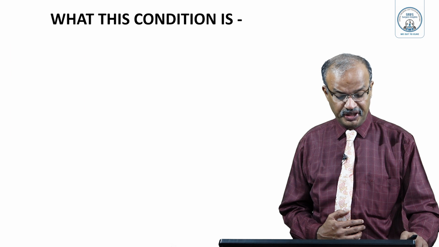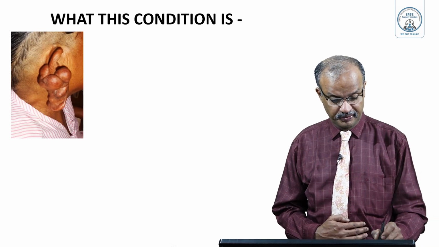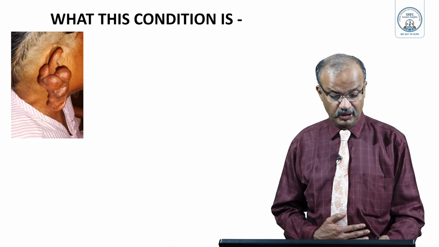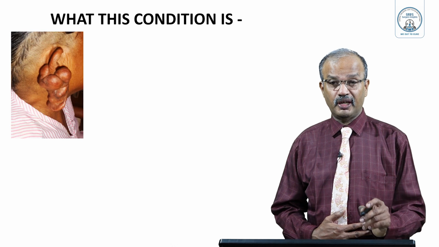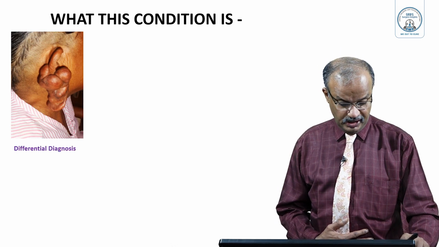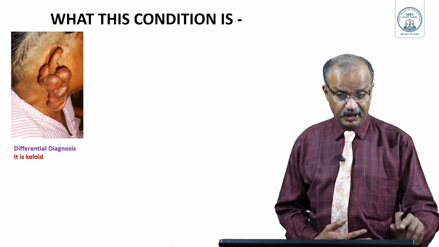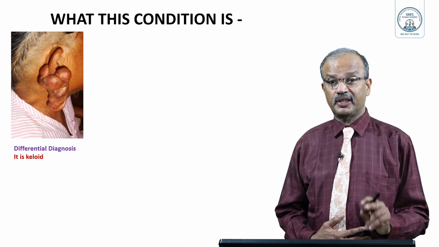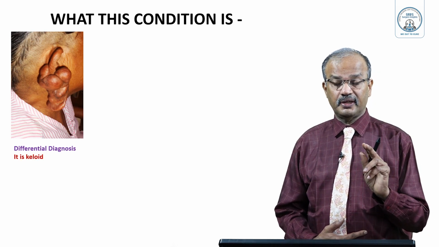Which is very interesting also. We'll just see what this condition is. Have a look, it is in the ear. What all possibilities, what differential diagnosis can we have? Just think. Look at that, differential diagnosis: it is keloid. Mostly it is keloid. Keloid can occur in the ear.